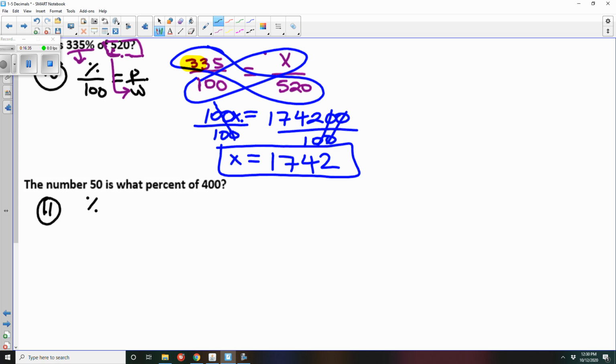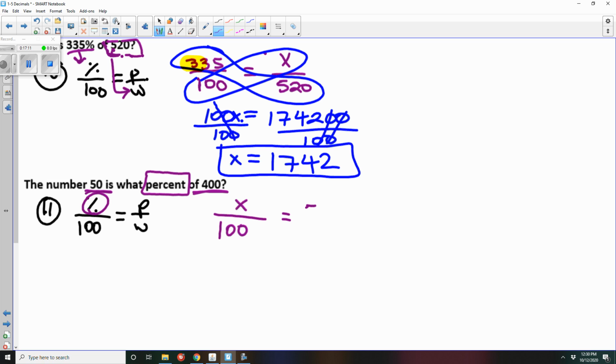So once again, it's going to be percent over 100 equals part over whole. That's how all these are going to be set up. Example 11 says, the number 50 is what percent of 400? So this time, what were we asked to find? What percent. So usually I put a number above my 100, but what will I do this time? You can still use x if you want to, or switch it up and maybe use P for percent, over 100, because we don't know what that's going to be. So x over 100 equals, what's our part? 50. And what's our whole? 400. And now we're right back to where we cross multiply.